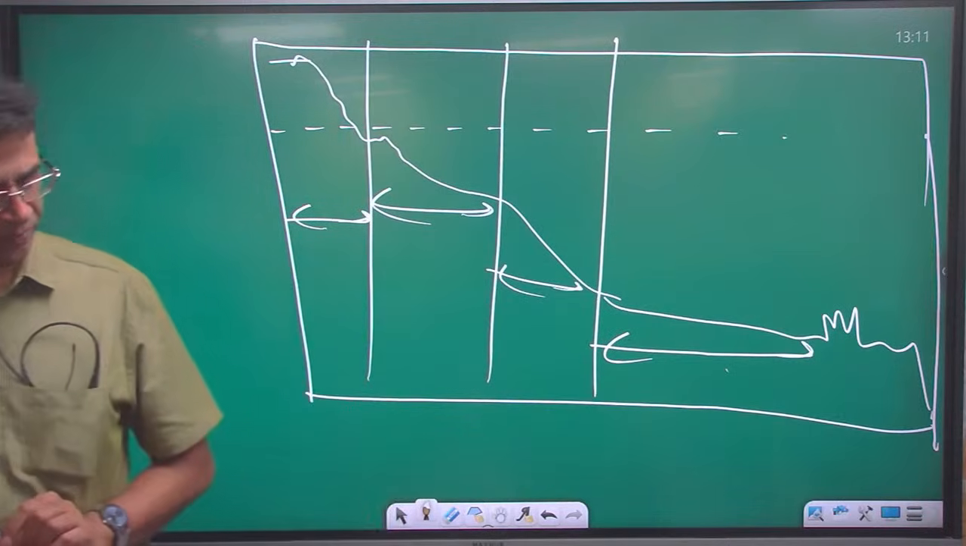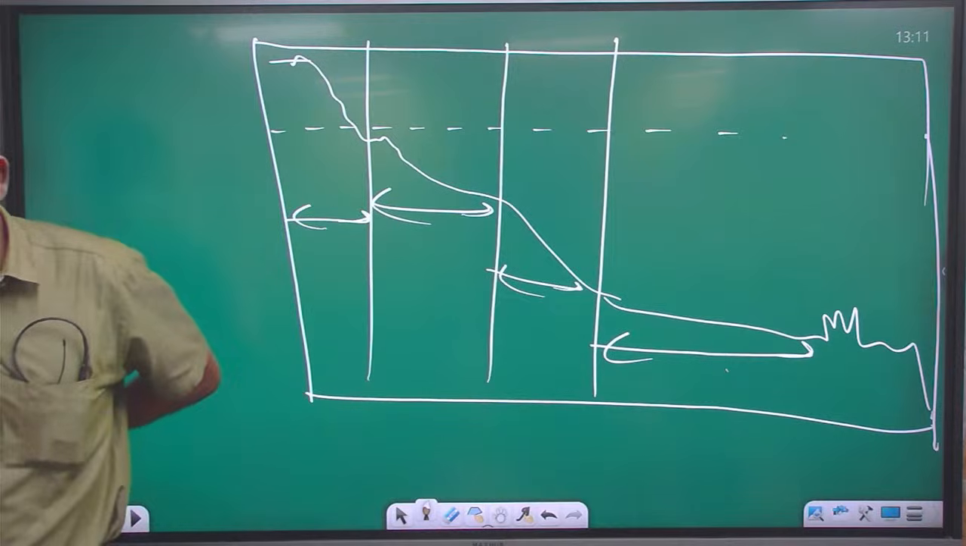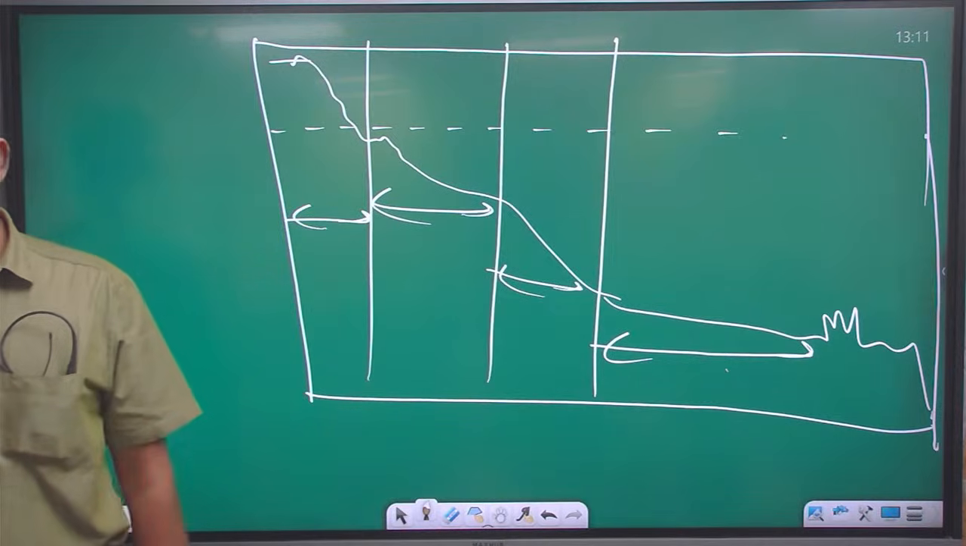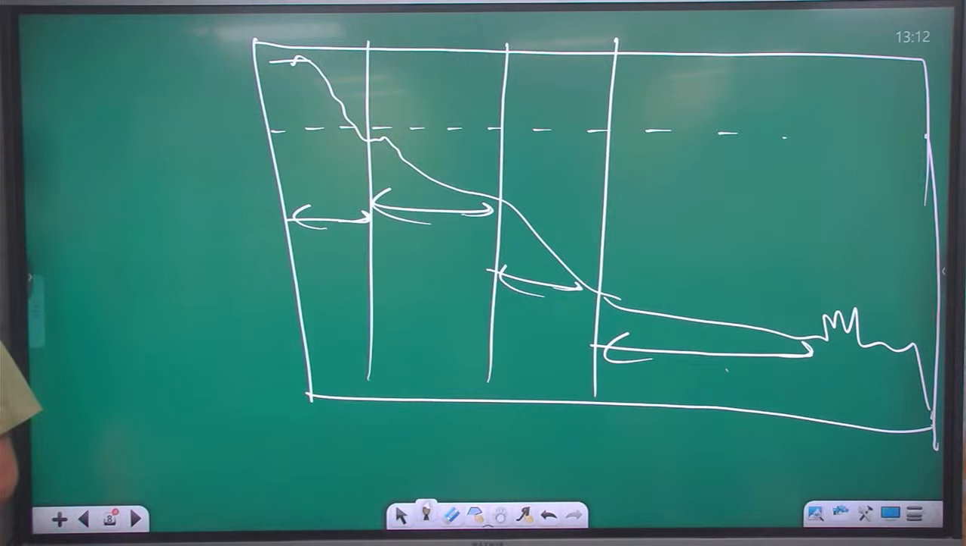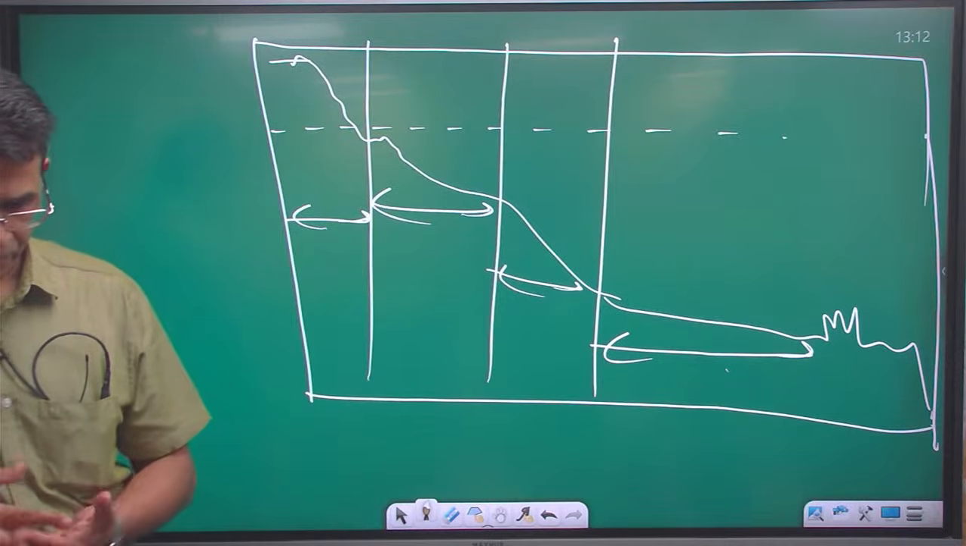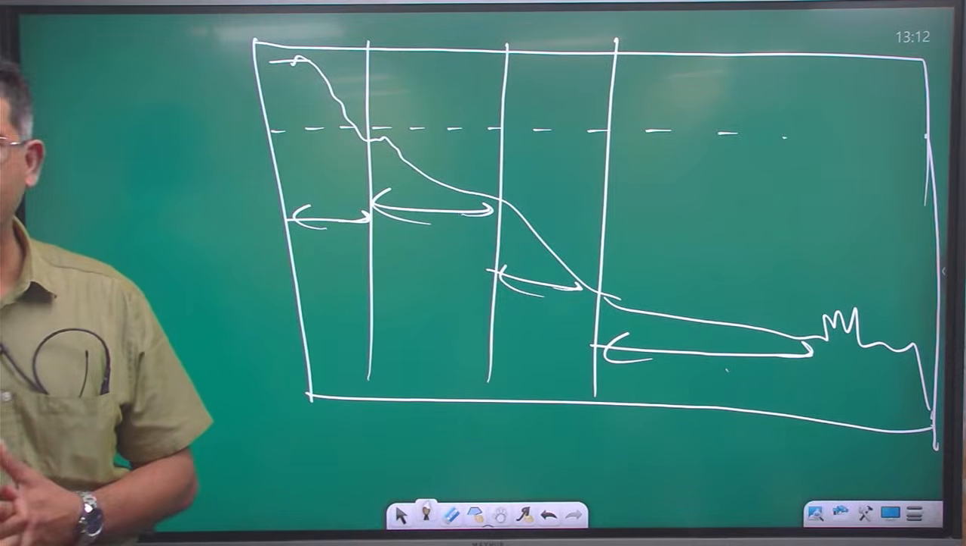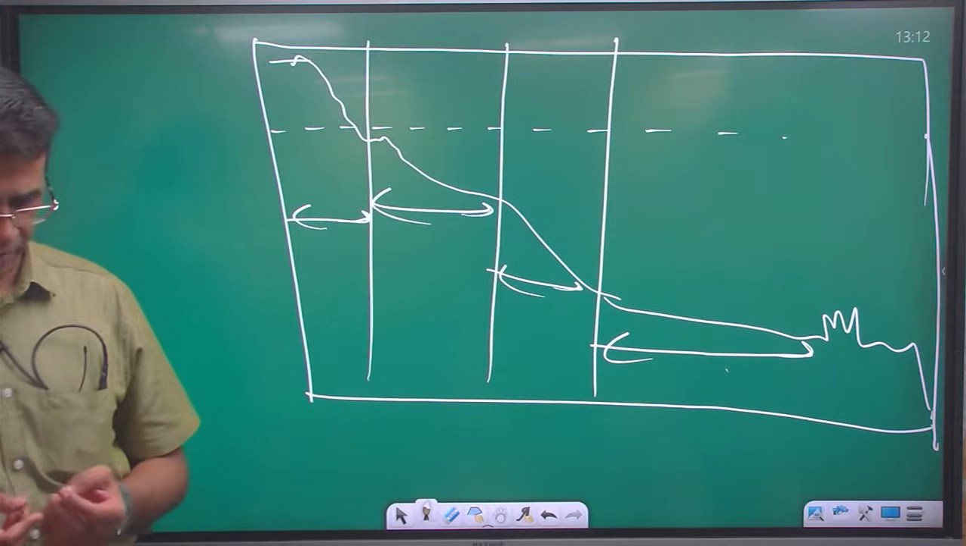Right, next. This curve shows that three-fourths of Earth's surface is ocean basins. Right, next. The average height of continents is about 840 meters above sea level.